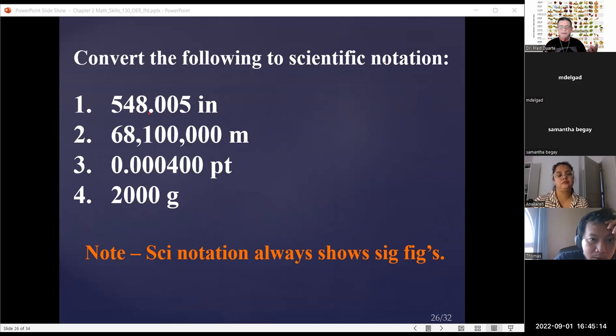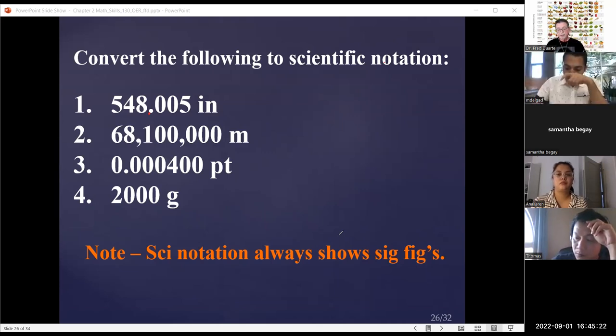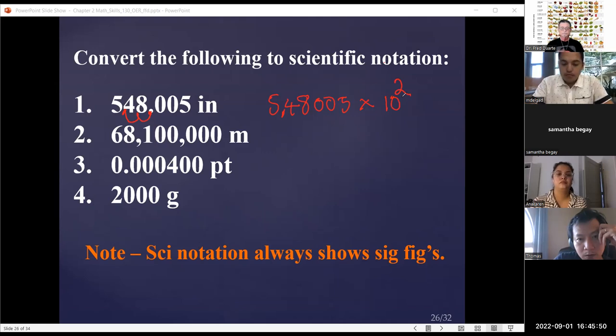Step number 2: it is a number much greater than 1, and so I'm going to have a positive exponent. I find my decimal point, and then I move from right to left. So I go 1 and 2, I keep going until I find the last integer and I stop right in front. So that becomes 5.48005 times 10 to the second power.